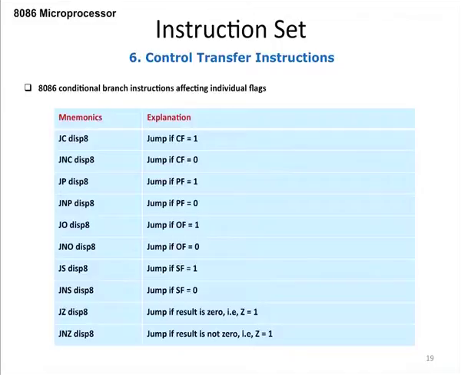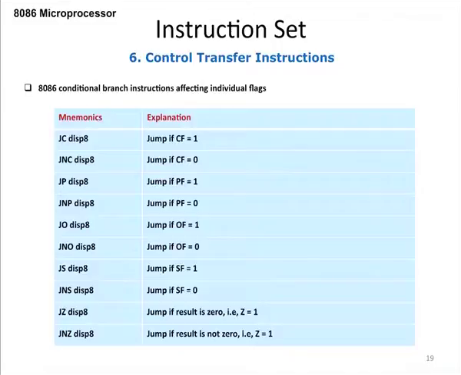Then we have JP. Here P stands for parity. JP and address means the sequence of execution will change if parity flag is set to 1. Then we have JNP, means if parity flag is not set, that is parity flag is reset or 0, then the sequence of execution will be changed. We have JNO, means jump if not overflow, means if overflow flag is 0, then the sequence of execution will change. Then we have JO, means the sequence of execution changes if overflow flag is set to 1.